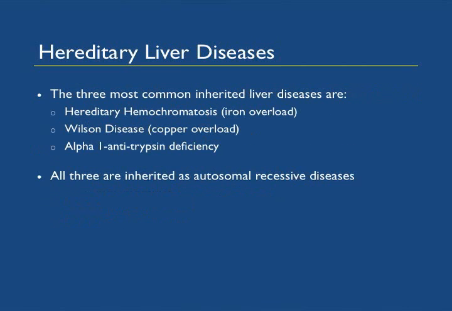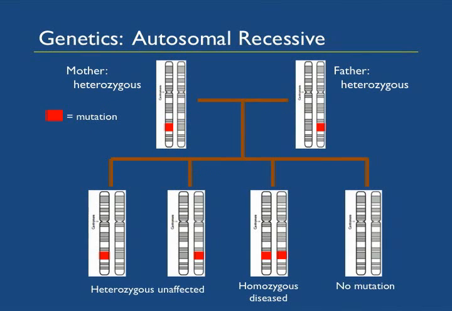The three most common inherited liver diseases are hereditary hemochromatosis or iron overload, Wilson's disease or copper overload, and alpha-1 antitrypsin deficiency. All three are inherited as autosomal recessive diseases. This slide depicts the inheritance pattern for autosomal recessive diseases. As you can see, both mother and father contain one copy of a mutated gene shown in the dark or red box, and the normal one is shown in the corresponding gray box.